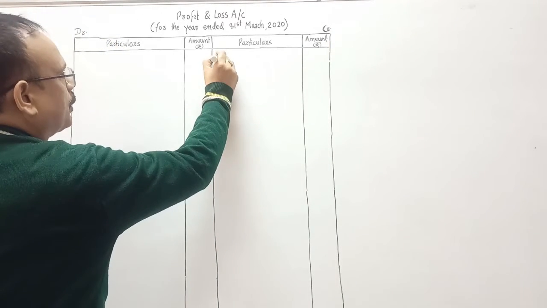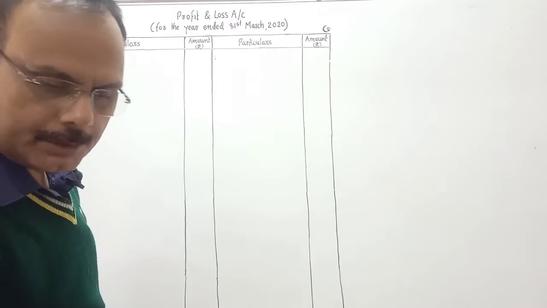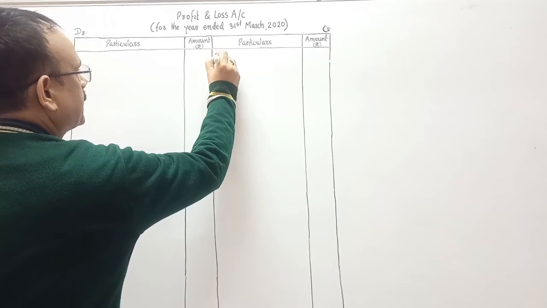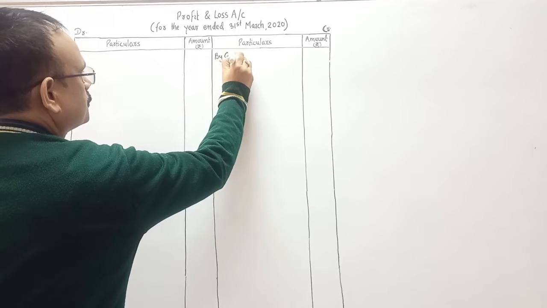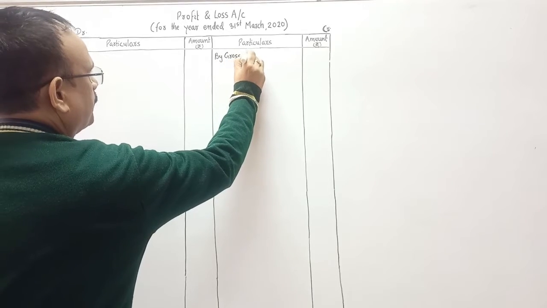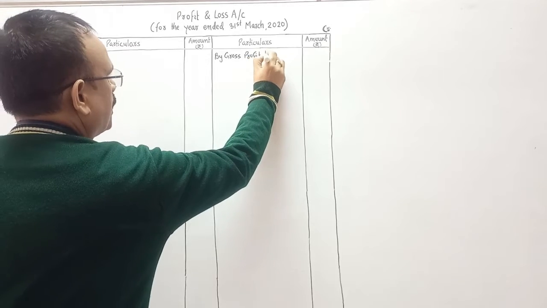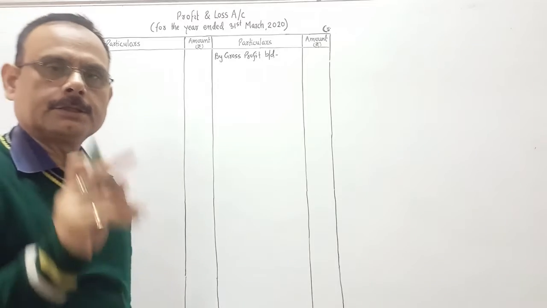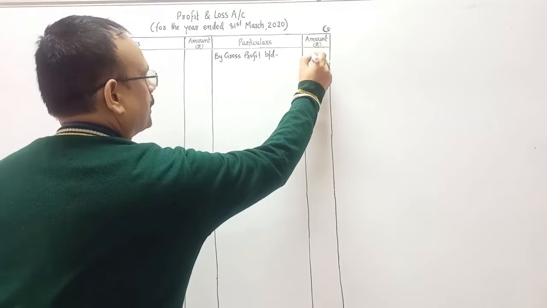So if there is a gross profit, then you write it on the credit side. If there is a gross profit, which side will you write it on? You write it on the credit side, by gross profit. This gross profit is brought down from where? Brought down from the trading account. So you write the gross profit over here.